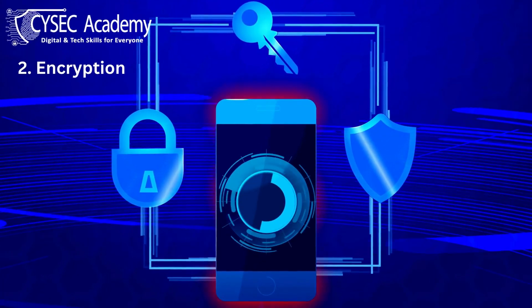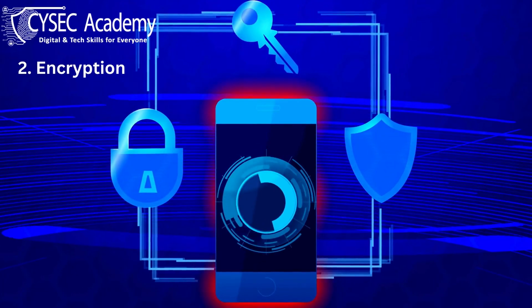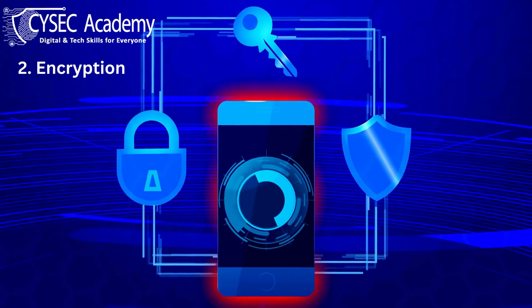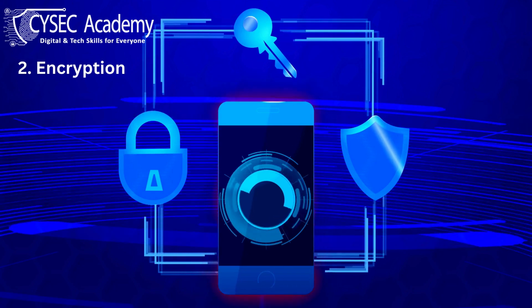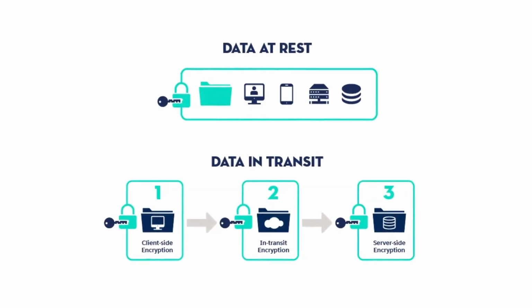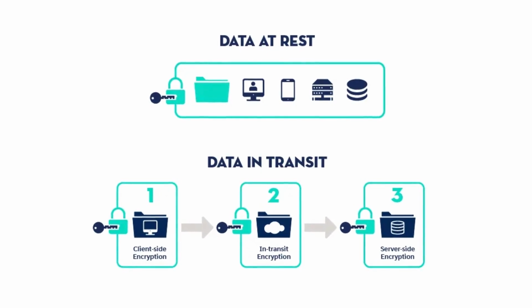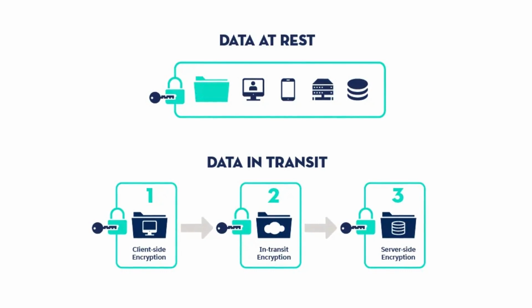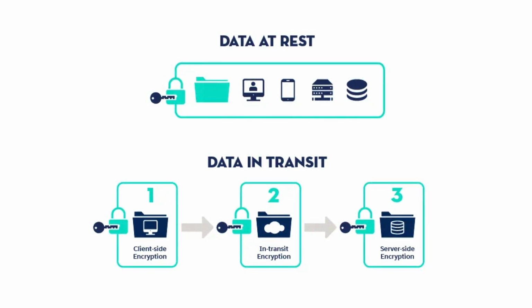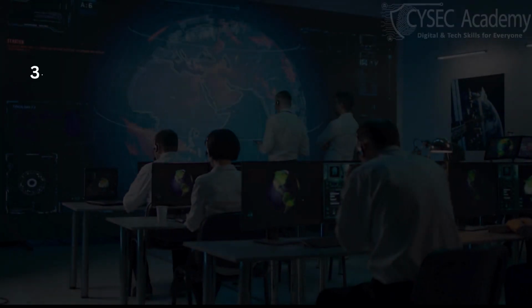2. Encryption. Encryption is another critical technical control that protects data by converting it into a format that cannot be easily read by unauthorized individuals. There are two primary types of encryption: data at rest encryption, which protects data stored on devices or servers, and data in transit encryption, which secures data as it is transmitted over networks. For instance, using Hypertext Transfer Protocol Secure ensures that data transmitted between a web browser and a server is encrypted, protecting it from interception.